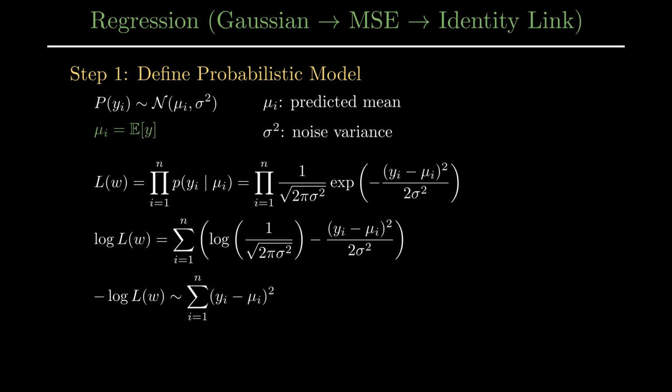Since most optimization methods are framed as minimization problems, we instead minimize the negative log likelihood. Also, the variance term is treated as constant since it does not affect the optimal parameters, so its contribution can be ignored. This leads directly to mean squared error, which is the standard loss function for regression. This procedure to find the loss function given a probability distribution is called maximum likelihood estimation.